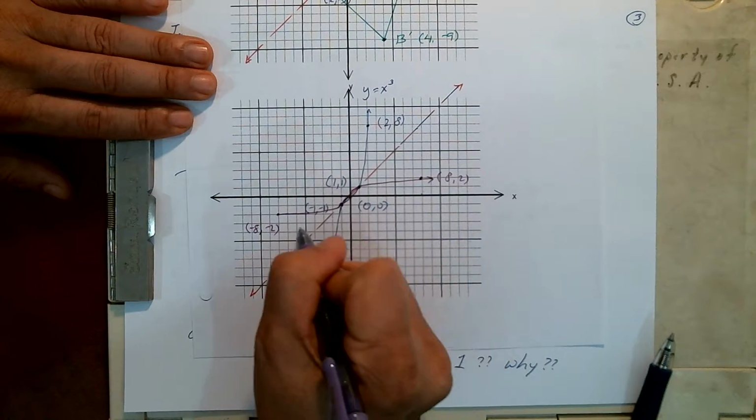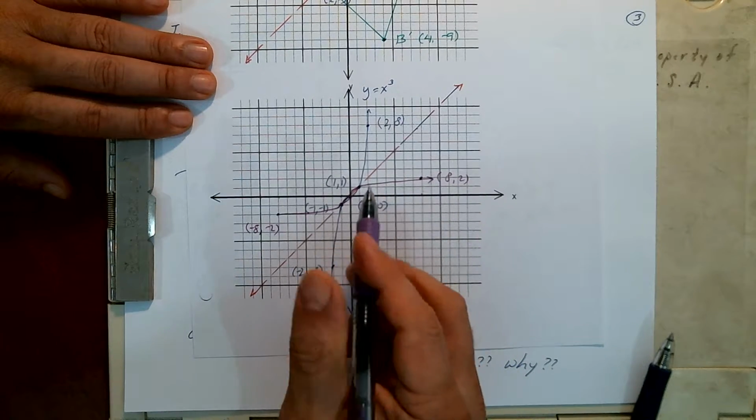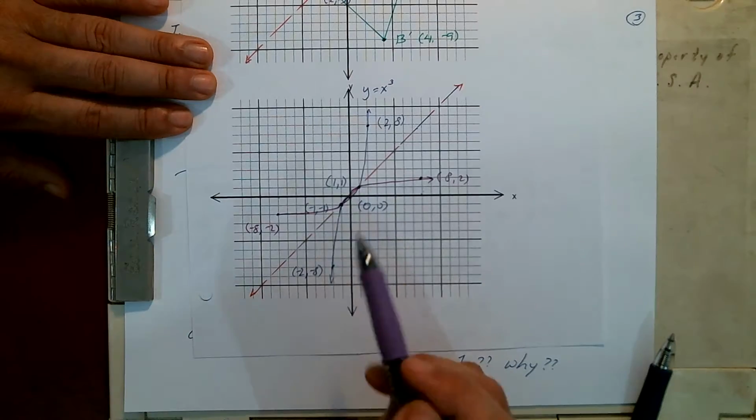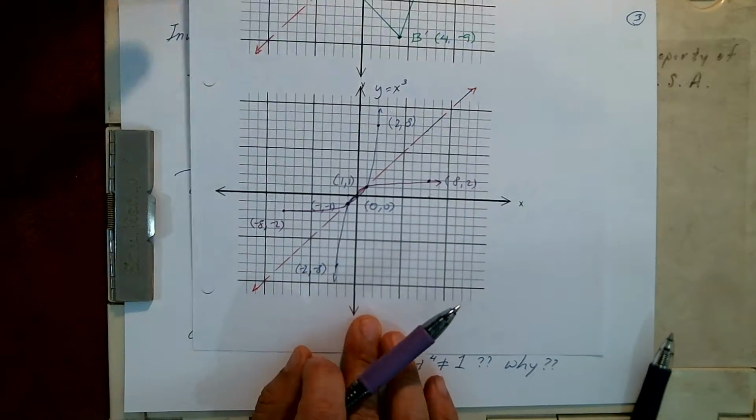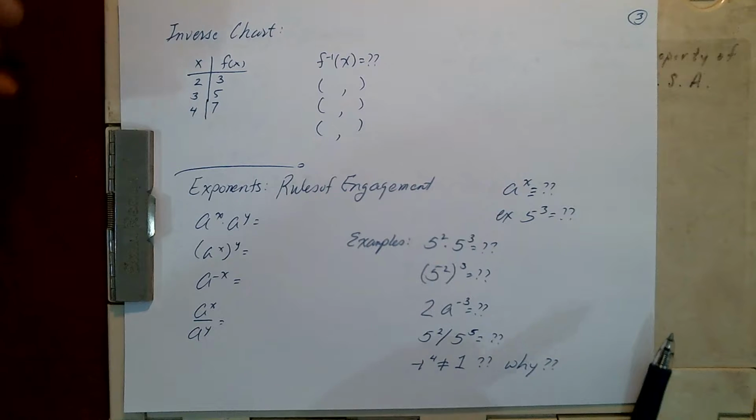If you look at it, the purple line looks like a spitting image of y equals x cubed. Okay, that's the second page. There's only 5 pages. A couple more pages to go.